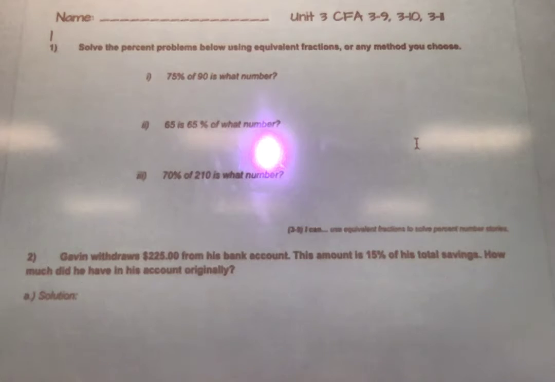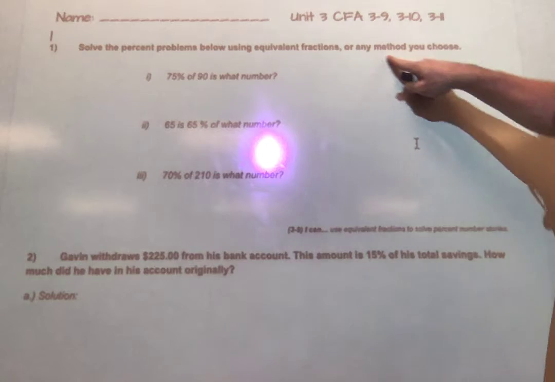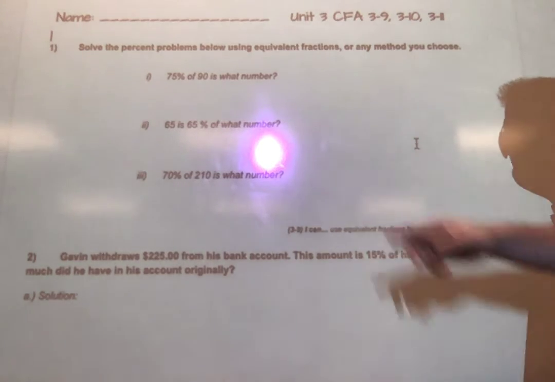All right, we're going to run through our CFA from 3.9 to 3.11, dealing with percents and looking at the different kinds of percent problems we could have and different ways to solve them. We won't show all the ways. We'll talk maybe about a couple of different ways that we could solve some of these. It says we can use equivalent fractions or any other method you choose. So I'm going to start with a different method before I do the equivalent fractions.